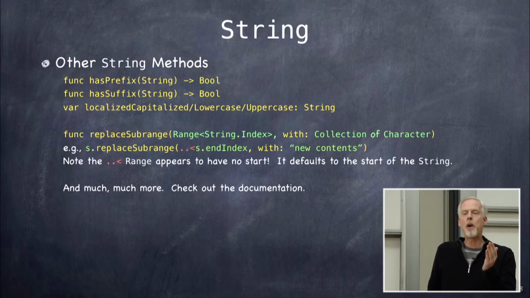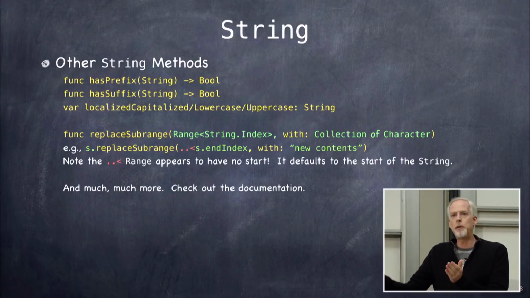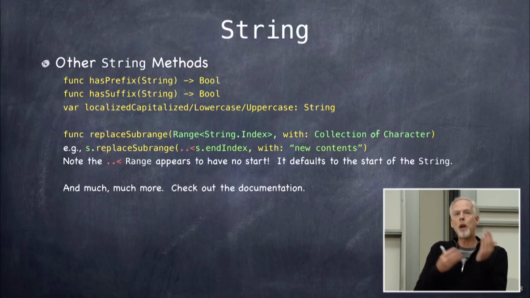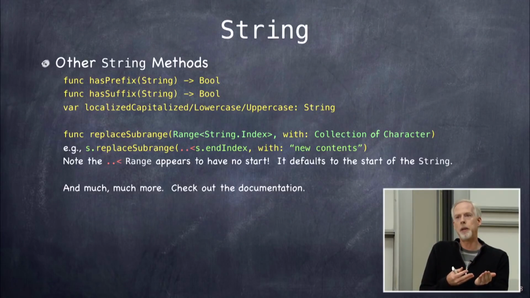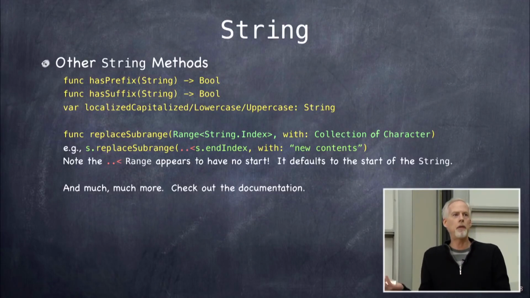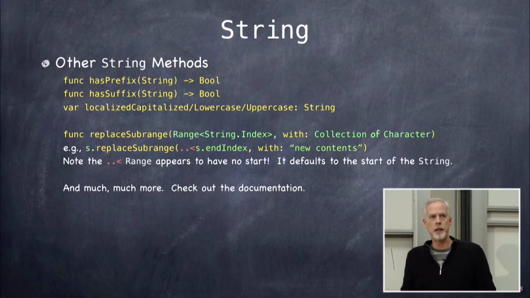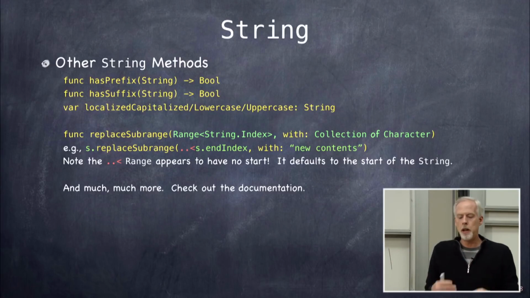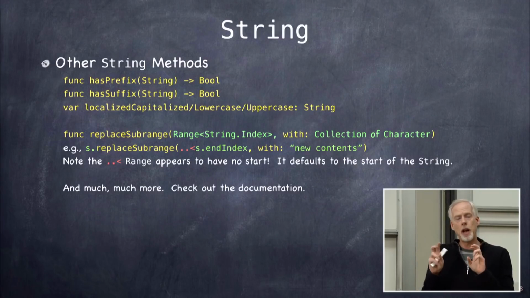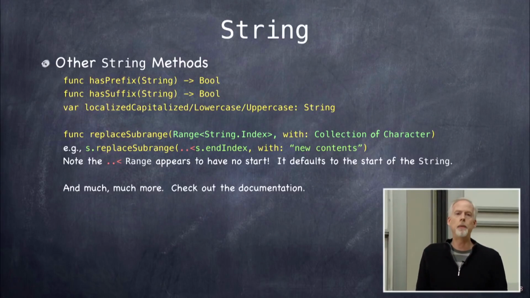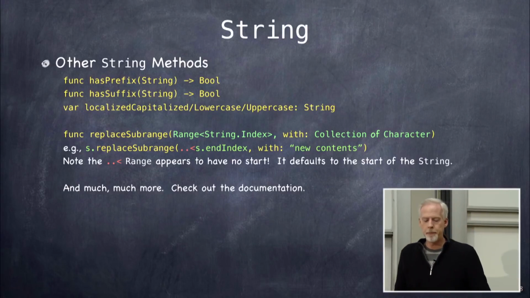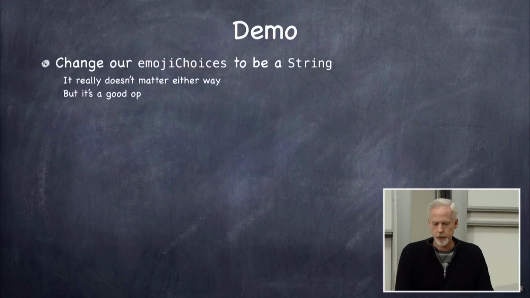Well, Swift is smart enough to know that that is a range of this string's indexes, so it'll automatically put startIndex at the beginning. And if you left off the other side, it would automatically put endIndex at the end. So you can leave those range things open-ended, but Swift has to be able to infer the type of what's going on there. So you can't always do it, but in that case you could. Okay, so that's string.